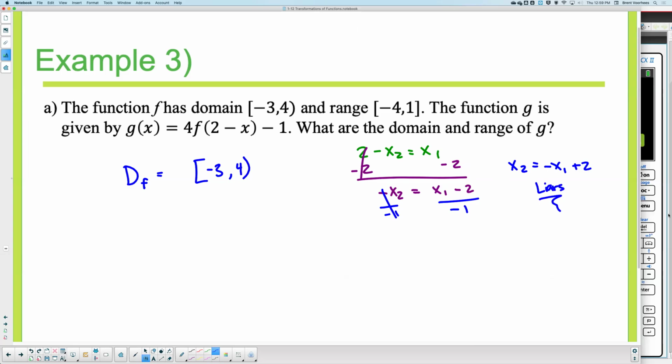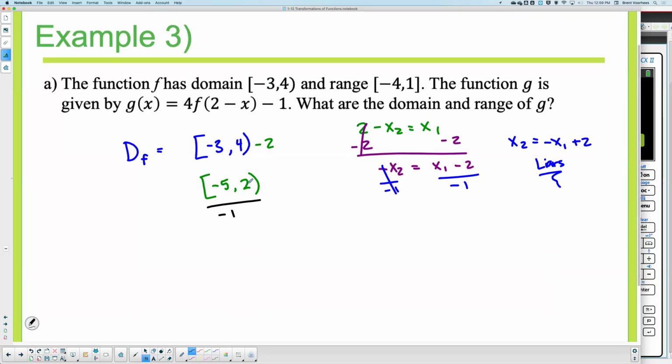So here's how this would look over here. Remember how we first subtracted 2? We need to first subtract 2. This is my first step. When I subtract 2, what do I get? When I subtract 2 on each side, I get negative 5 and 2. And then what did I do second? Then we divide these by negative 1. Now that's a reflection. So what happens to my order when I do that? They switch. So this 2, positive 2, that's second, now becomes a negative 2. And this negative 5 becomes a positive 5. It's the second value. This right here is the domain of g. That becomes the domain of g.